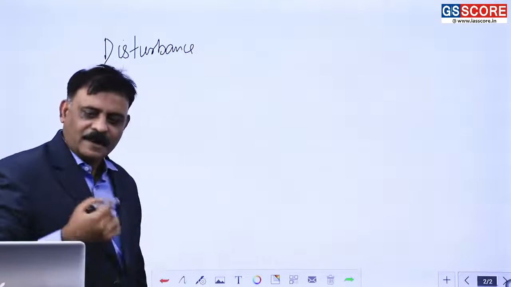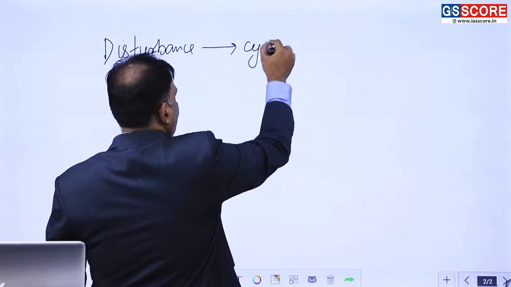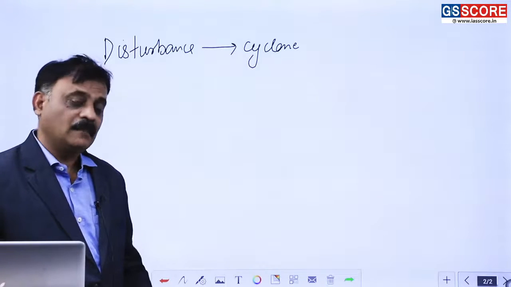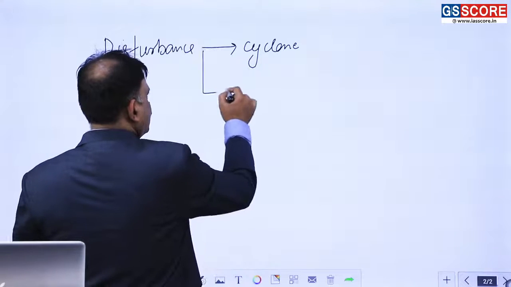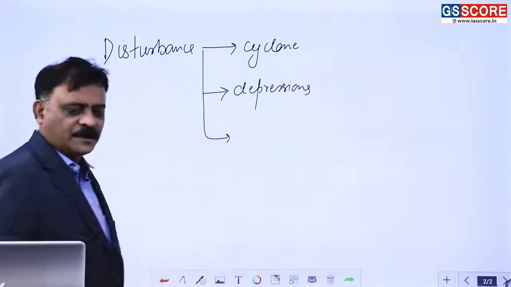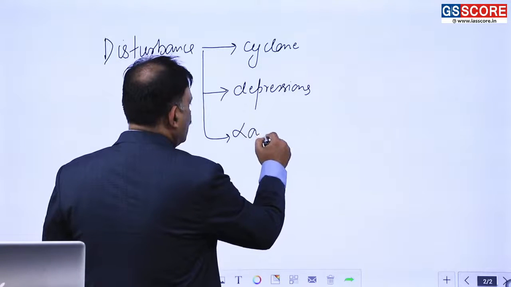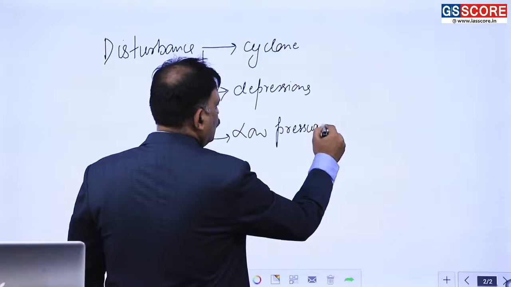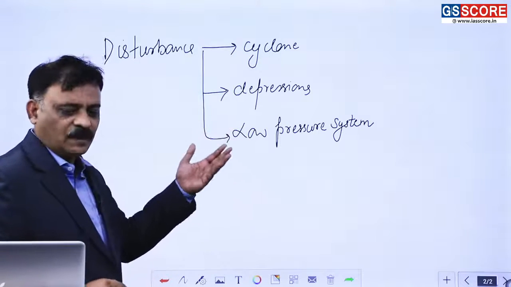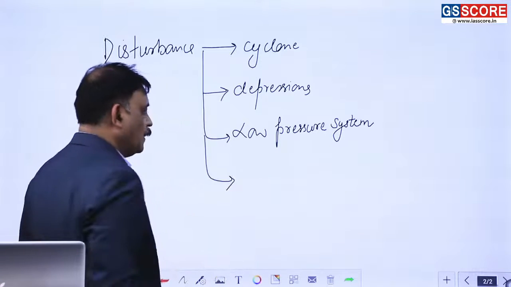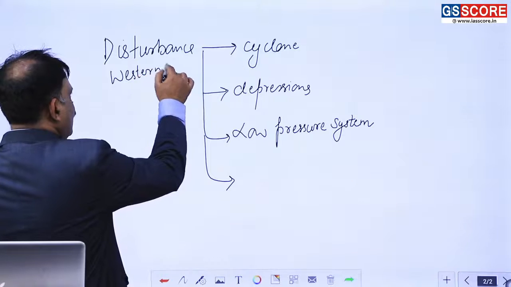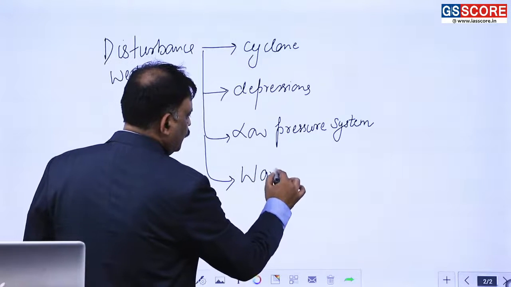For disturbances in climatology, there is a separate word which we call a cyclone, and there are many other names also related to the cyclone. The disturbance can be called a depression. Sometimes the word depression is used, or sometimes the term low pressure system is used. Sometimes this word is used, and sometimes depression, or sometimes the word cyclone is used. Or in the case of western disturbance, especially, there is another word which is used, that is called wave depression.